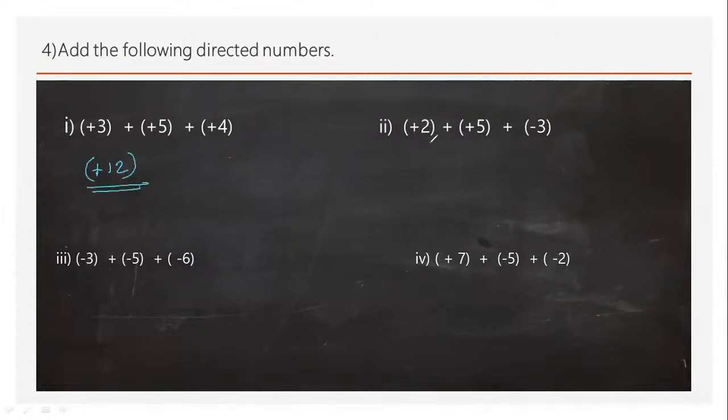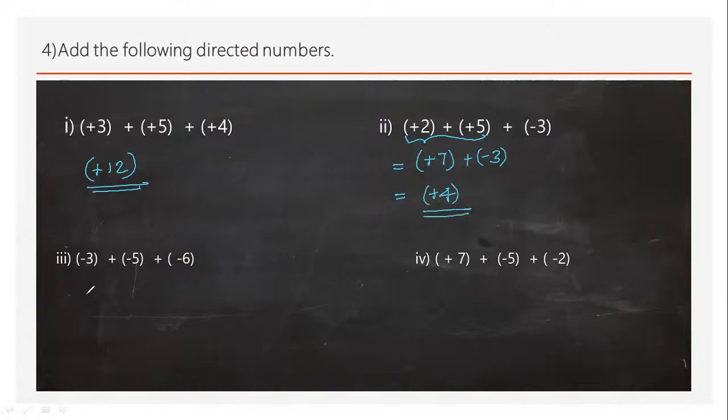Now this one, plus 2 plus 5 plus minus 3. First I will add these two. Plus 2 and plus 5, same signs are added. The answer is plus 7 plus minus 3. Now different signs are being added. You have to take the difference of them. The difference of plus 7 and minus 3 is 4. The larger numerical value contains a positive value, so the answer is positive 4.